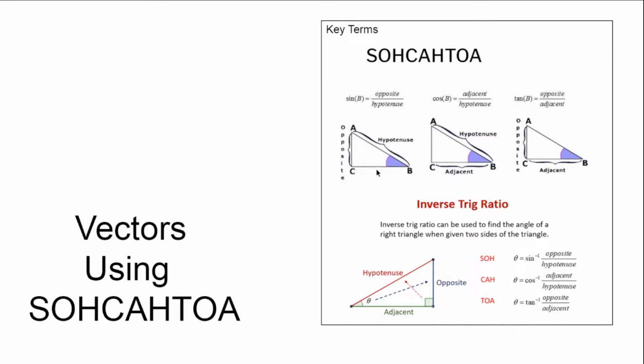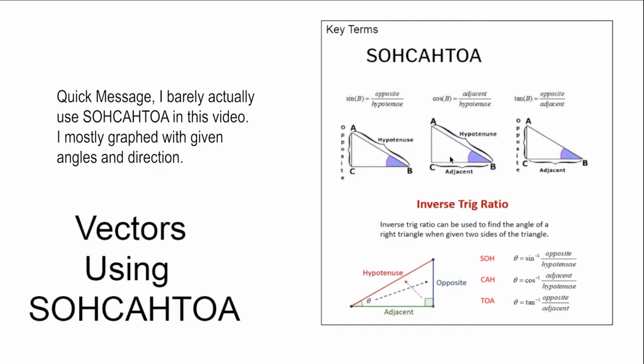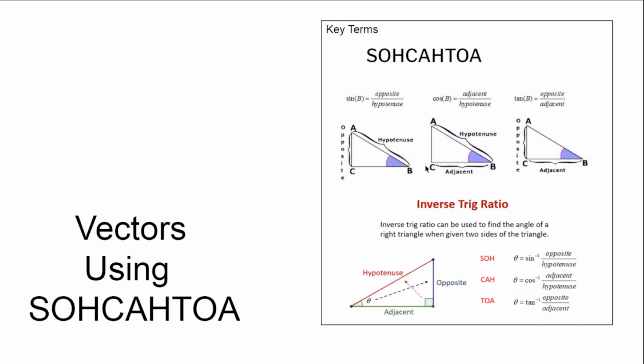Adjacent is next to the angle. So you can see in this example here for cosine, we have our adjacent leg, the legs for a right triangle, and it's next to the angle. And our hypotenuse, which would be this value, is the resultant of our vector. It would just be this line specifically.